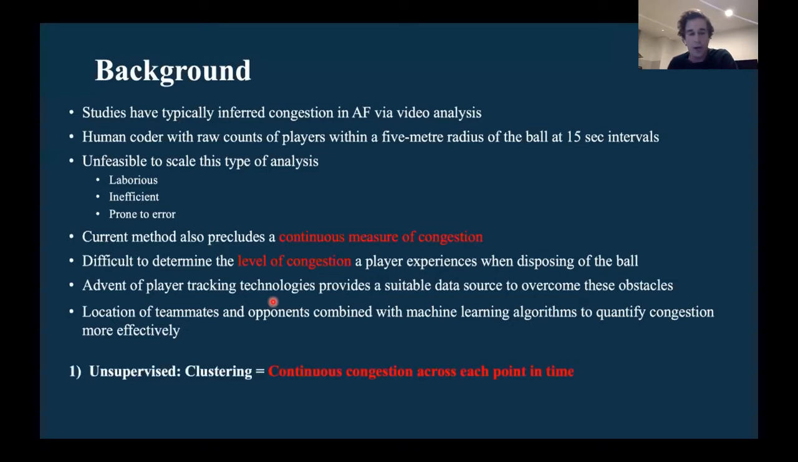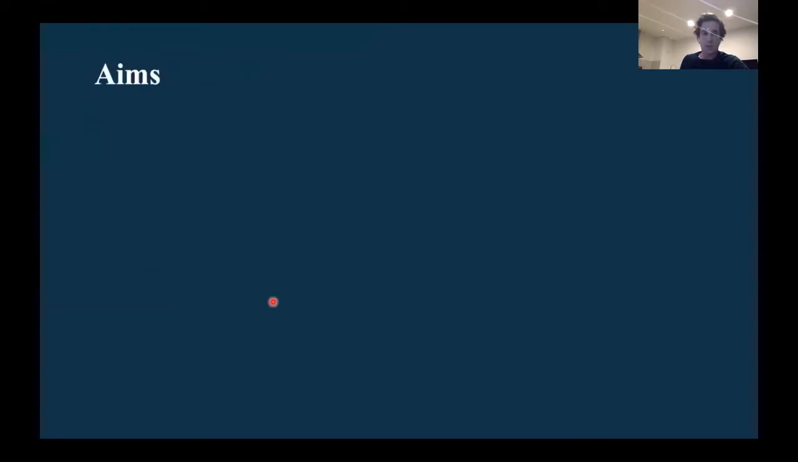So some of the more common approaches with machine learning algorithms is unsupervised learning, which could be clustering. So could use this to determine the number of players within higher density compared to those in lower density at each point in time. A second approach could be supervised learning, where we could take a classification model and then we could give a more nuanced representation of congestion during disposals. So we utilize both these approaches in the analysis.